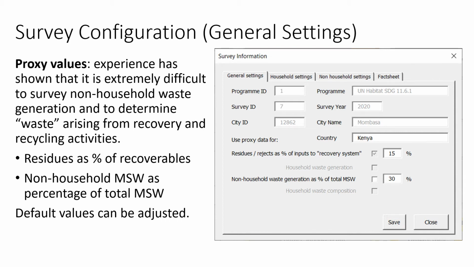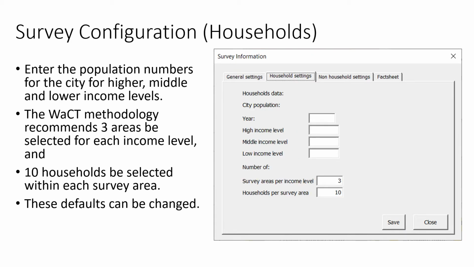Next, we enter the data necessary for the DCA to be able to extrapolate household waste generation. Click on the Household Settings tab and then enter the population statistics for data extrapolation. Enter the year that statistics were obtained for and the population for the 3 income levels. You will see 2 further settings. These are the minimum number of survey areas to be covered per income level and the minimum number of households to be covered in each survey area.